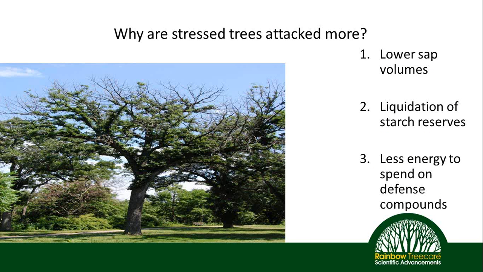So why are stressed trees attacked more? Primarily because they have lower sap volumes, so they aren't able to move water and products as efficiently. So they aren't able to respond to attacks as quickly with their phytohormones. But then also they have to liquidate all of their starch reserves simply to survive. Towards the end of the growing season, they will put new starches into the root system. But if they don't have the excess energy at the end of the year to do that, they come out into the spring the following year without any of that extra energy, and they really struggle. And then they simply have less energy to spend on defense compounds.